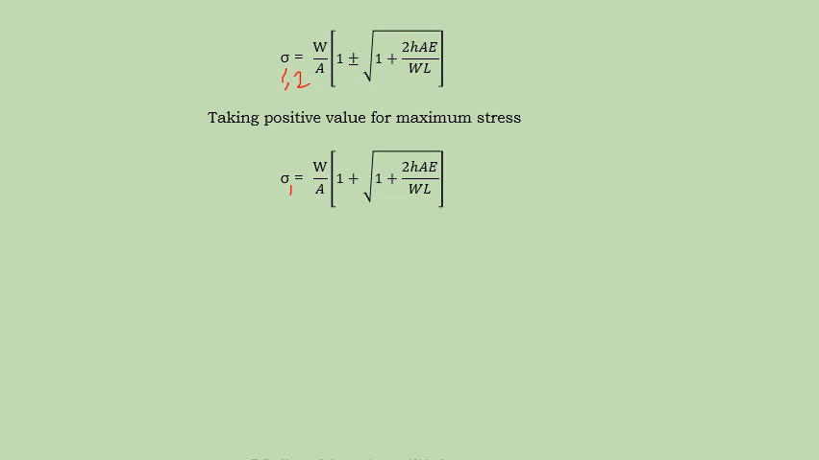So if H is equal to 0, that is, the height through which the object is falling is equal to 0, the above equation becomes sigma is equal to 2W by A, which is the case of a suddenly applied load.